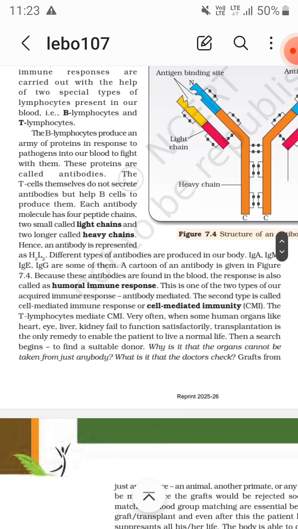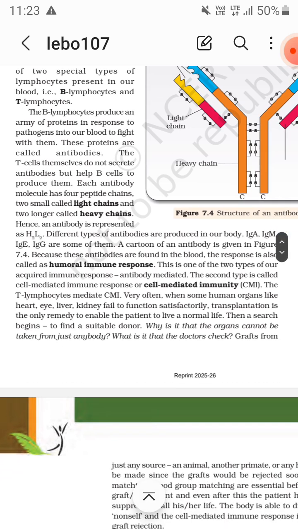So now, two types of immune response are produced. These antibodies are found in the blood, so the response is called the humoral immune response. There are two types. So this is the acquired immune response, antibody mediated. Cell mediated immunity is the second type. The T lymphocytes mediate CMI.